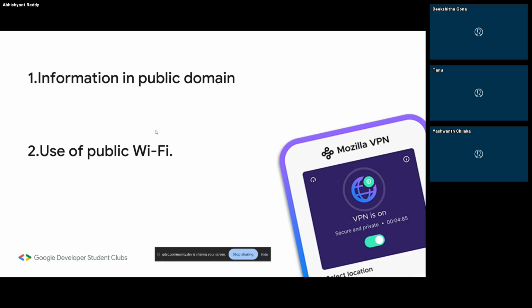Even if you're doing it, make sure you're using a VPN. But the better thing will be to not use it at all. Use your mobile data instead.